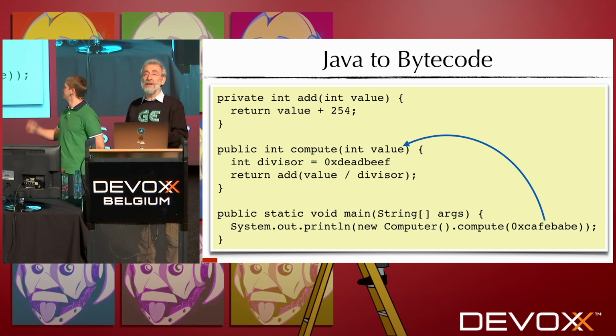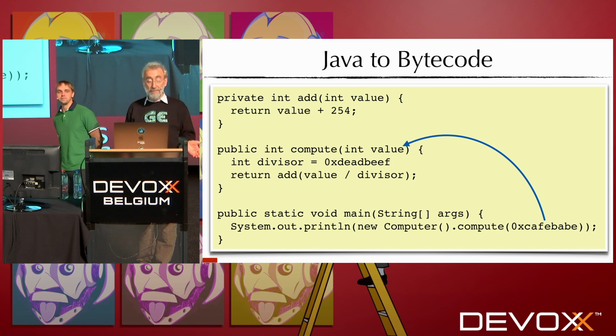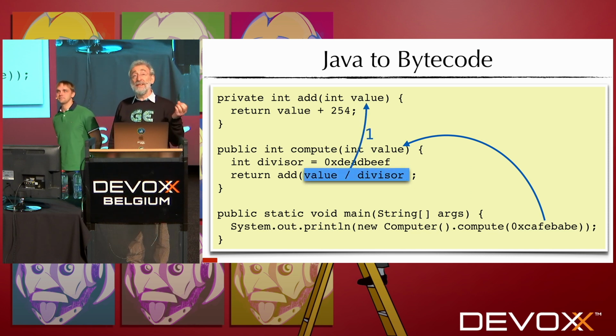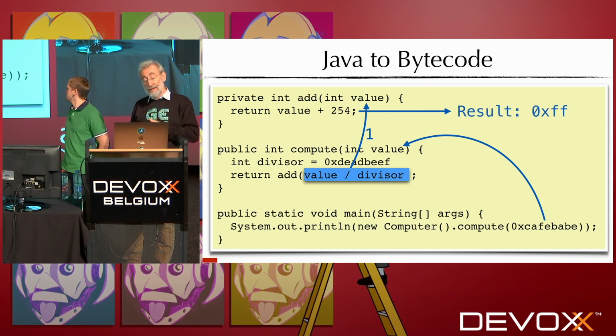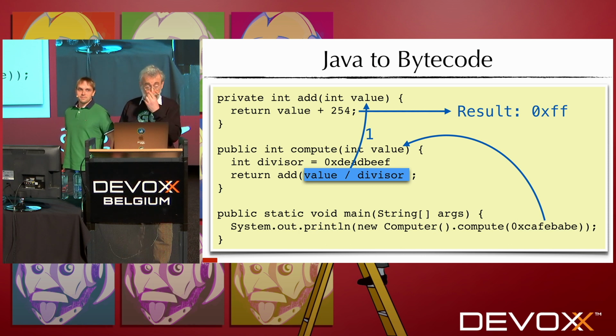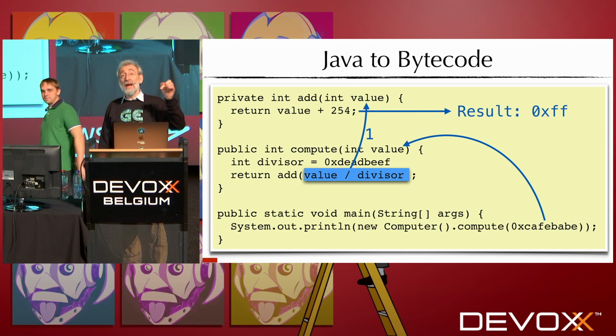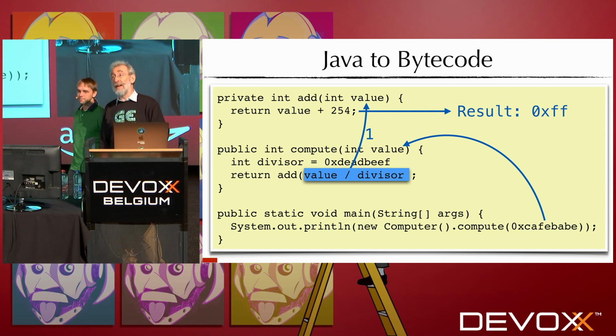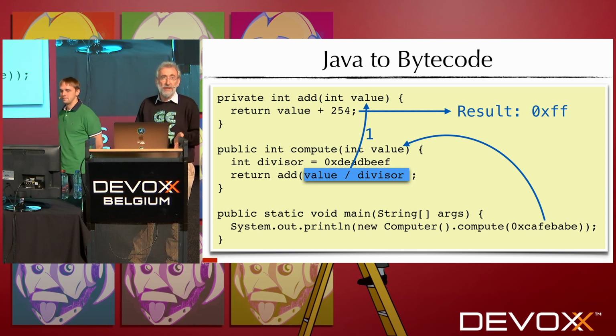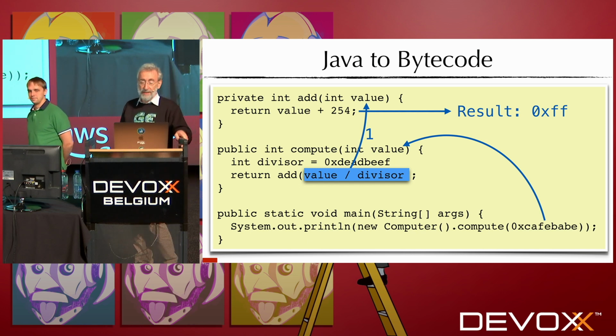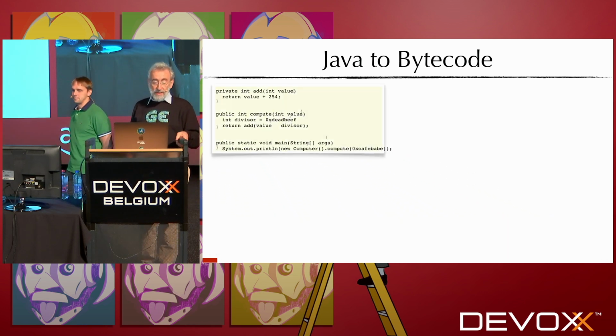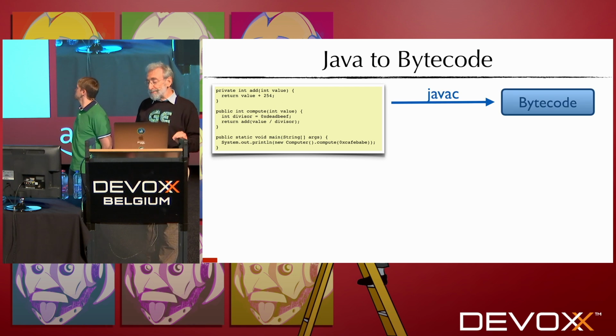So here's what the program does. It takes CAFEBABE, it supplies it to compute, it then divides that by DEADBEEF. And then it adds one, two, and the result of that computation is going to be one, because they're two big negative numbers, where CAFEBABE is bigger than DEADBEEF, and then it's going to add 254 to that. And the reason we've chosen that is because it illustrates some interesting things. So that's the Java code.